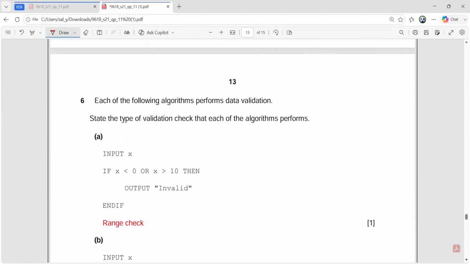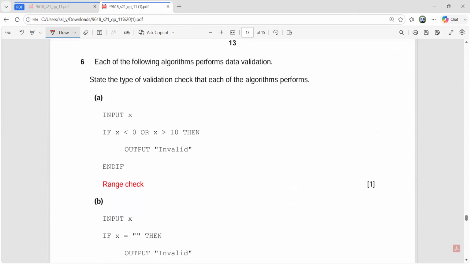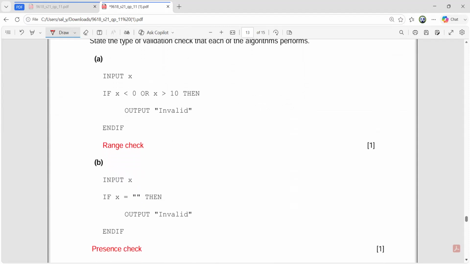Question number 6. Each of the following algorithms performs data validation. State the type of validation check that each of the algorithms performs. First part, input x. If x is less than 0 or x is greater than 10, then output invalid. Now you can see it's simply a range check. We are simply talking about the range, and two values are mentioned: x is less than 0 or x is above 10, then output invalid.